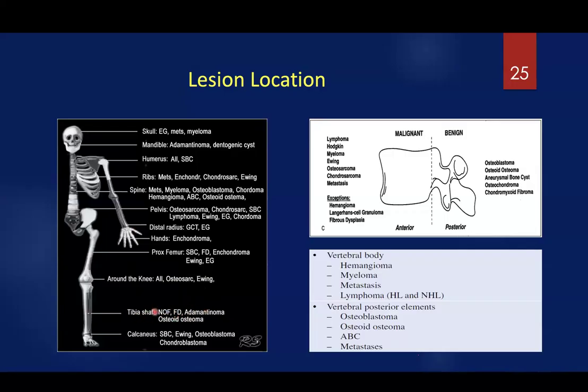Tibial shaft, these are the 4 important lesions in the tibial shaft: non-ossifying fibroma, fibrous dysplasia, adamantinoma, osteoid osteoma. And for your information, in spine tumors, most of the anterior spine lesions are malignant, while the posterior spine lesions are typically benign lesions. Of them, the most common are osteoblastoma, osteoid osteoma, ABC, osteochondroma, and CMF or chondromyxoid fibroma. But if you see any anterior bone lesion in the spine, which is in the body, then the chance of this being malignant is much higher.